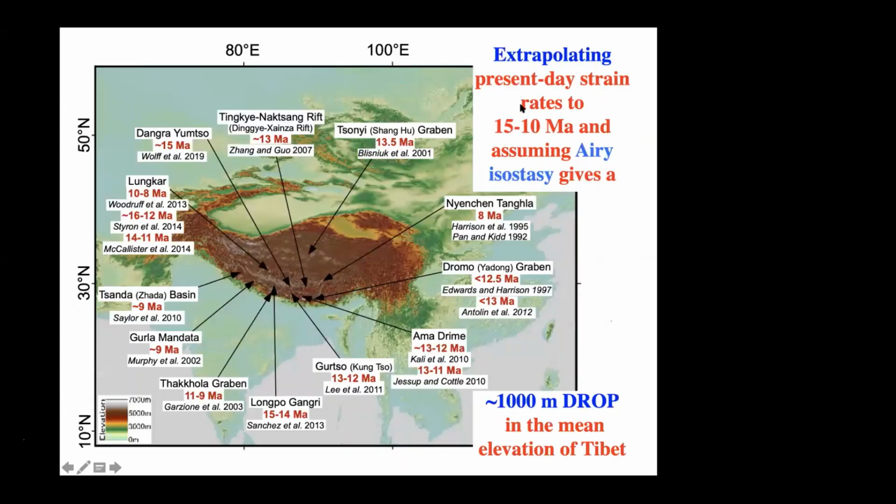In fact, if you extrapolate the present day strain rates that you deduce from the GPS back to 10 to 15 million years ago, this is a big assumption, assuming a constant rate over that period of time, but not unreasonable. And you assume area isostasy, again, a completely reasonable assumption. This means you have a drop of 1,000 meters in the mean elevation of Tibet. Said in other words, Tibet now, roughly 5,000 meters, most of the area would have been 6,000 meters high. It would have been a higher plateau than we have today. And that's just a logical conclusion that follows from simple assumptions.